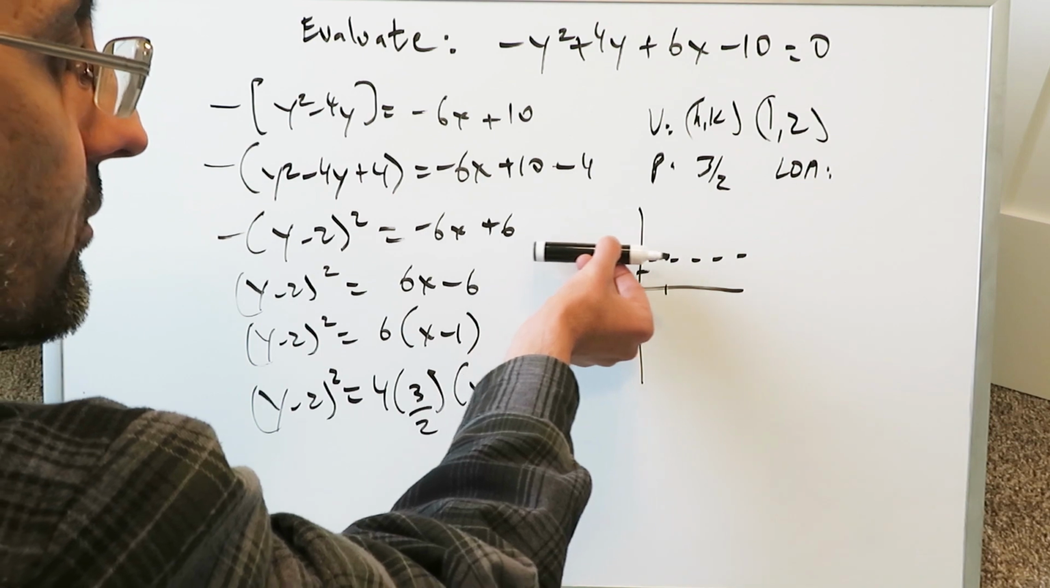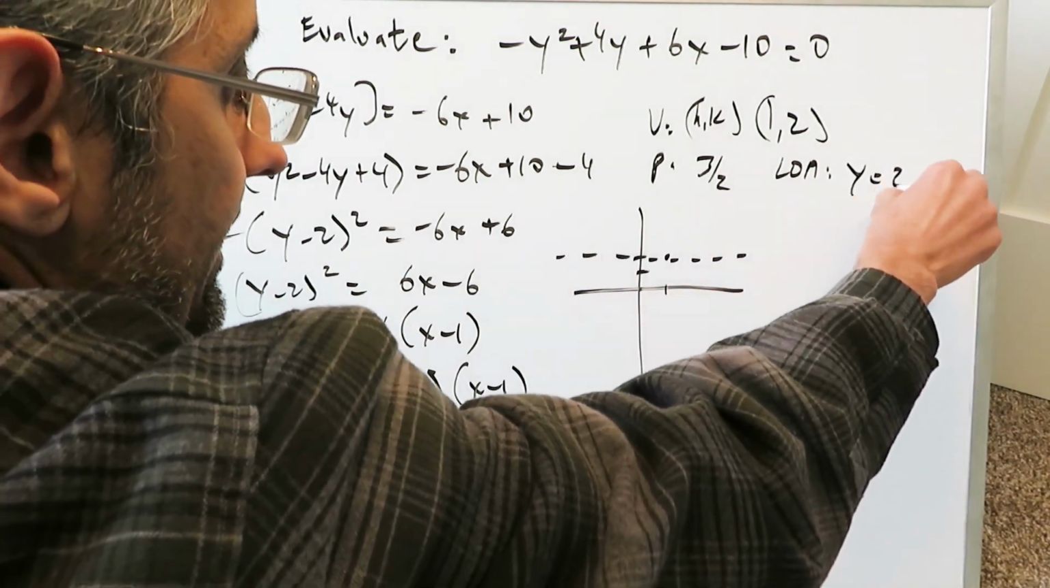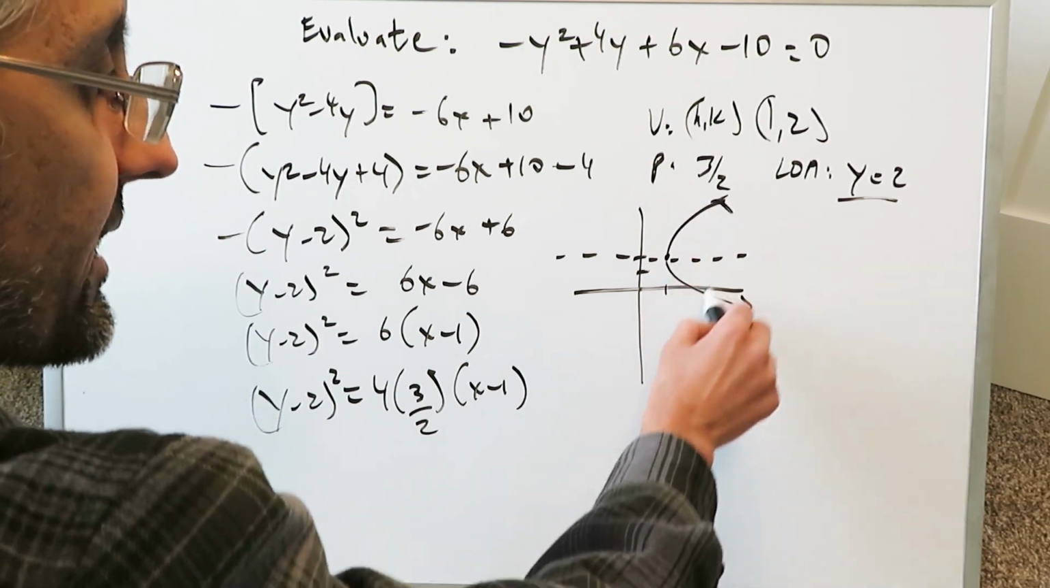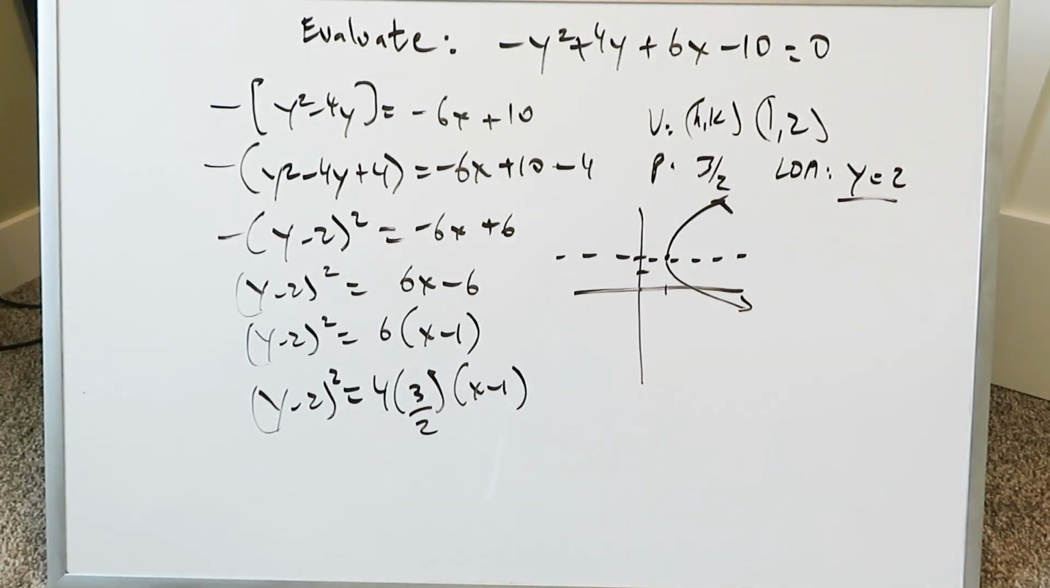It will be the horizontal line y is equal to exactly 2 right here. Y is equal to 2. You'll have a parabola which will look something like this. I'm not being accurate here in terms of depiction. I'm just giving a rough idea.